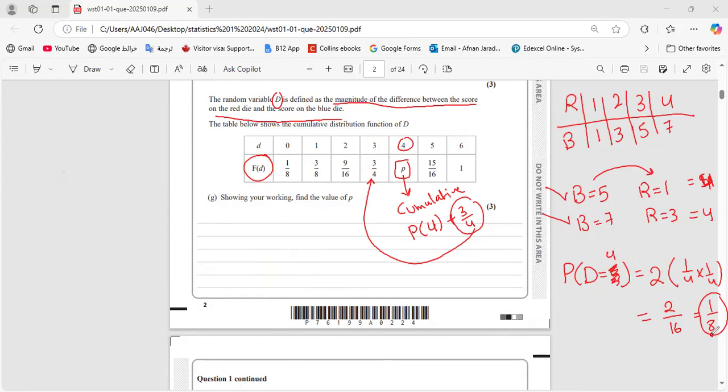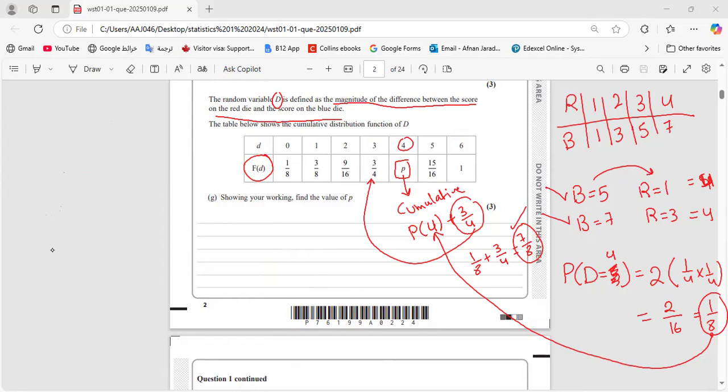Okay, so 1 over 8, you need to add it to 3 over 4 to get the answer, which is 1 over 8 plus 3 over 4, which equals 7 over 8. The answer is 7 over 8. You need to make it the same denominator by multiplying this one by 2. Yes, that's correct. So G equals 7 over 8 because I need the cumulative, not the probability. If the question were about just the probability, the answer is 1 over 8. That's all about question number 1.